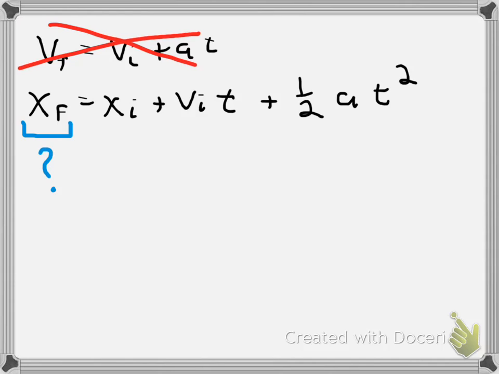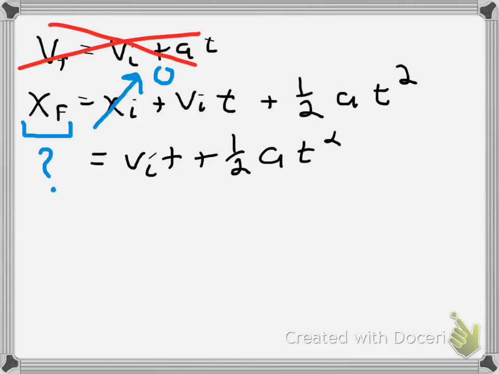So first thing I'm going to plug in, as always, are zeros. So my x initial is 0. That guy goes away. And I come up with x final equals v i t plus 1/2 a t squared. Stylus is not wanting to write 2's today.